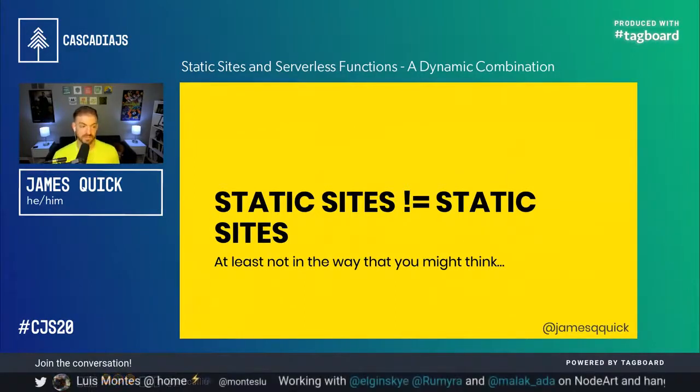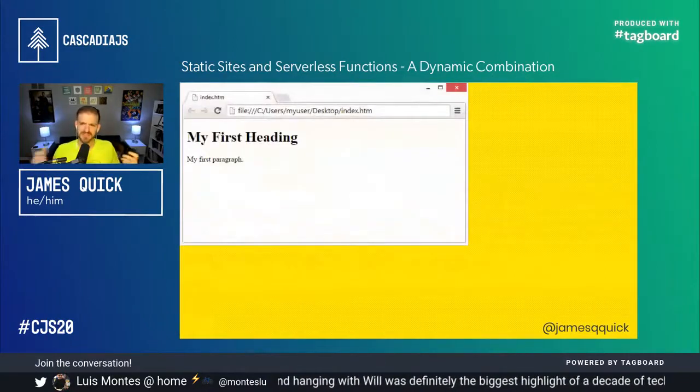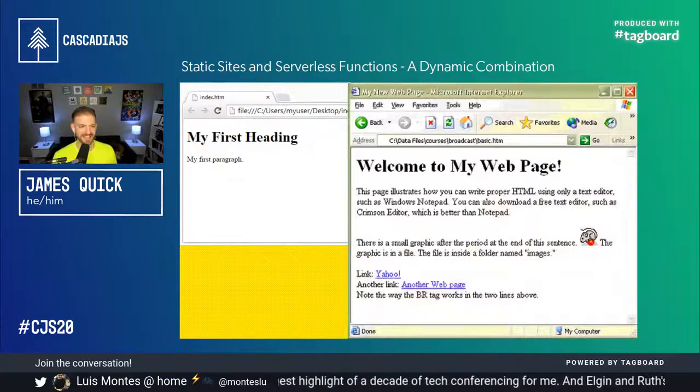So first off, I want to kick this off by starting with something that may not be obvious, and it's the fact that static sites doesn't really equal static sites, at least probably not in the way that you think. So when you hear the word static site, you might think of something like this. It's just a basic HTML page. You've got a header tag and a paragraph tag, or maybe you get something a little bit fancier and it's got links and a little mouse icon on it, but still pretty basic.